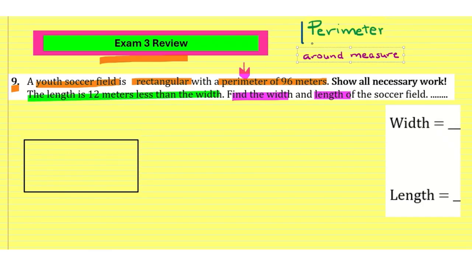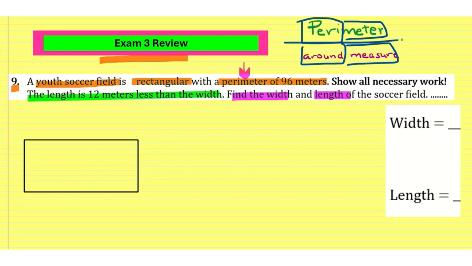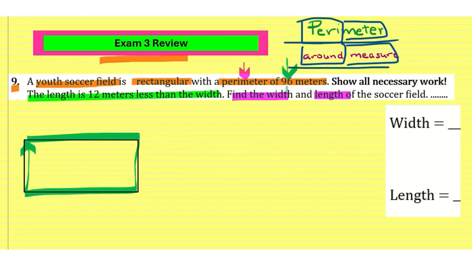The peri part of perimeter means around. And the meter part of perimeter means to measure. So altogether, perimeter means to measure around. So the perimeter of our soccer field is the measurement all the way around the soccer field. So if we measure all that, they say it's going to add up to 96 meters.